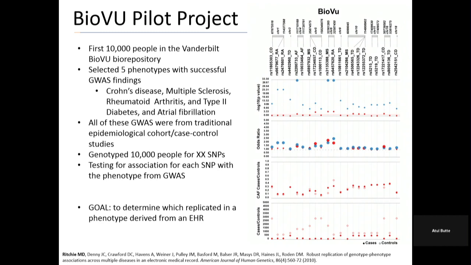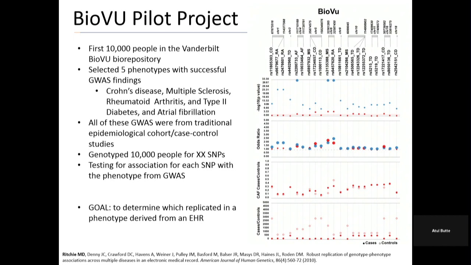And we started this study around 2007. So GWAS, or genome-wide association studies, came about in about 2005. That's when the first one was published. So this was pretty early days. All of the GWAS at that time that were published were from more traditional epidemiologic cohort or case control studies. So these were not EHR-based studies. So our question was really, can you use the phenotypes derived from an EHR as opposed to asking patients and having them collected in a cohort for these traits?